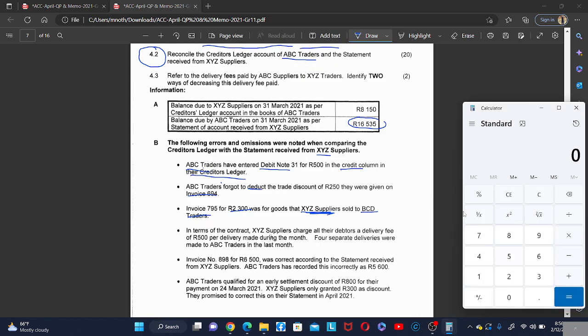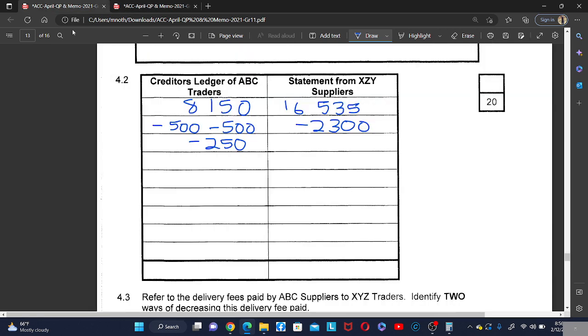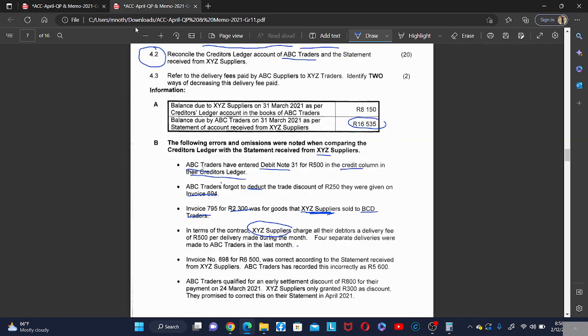So 500 rand times 4 is 2,000 rand. So meaning that here we are owing XY suppliers an amount of 2,000 rand. They charge us a delivery fee of 2,000 rand. So we need to go and add it to our creditors ledger account to show that they made a delivery.